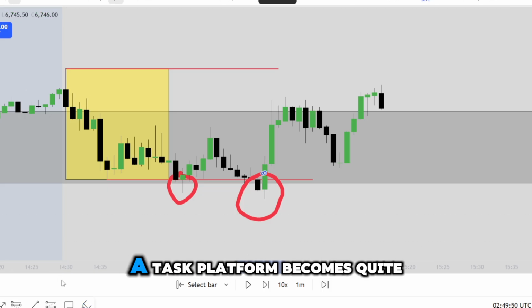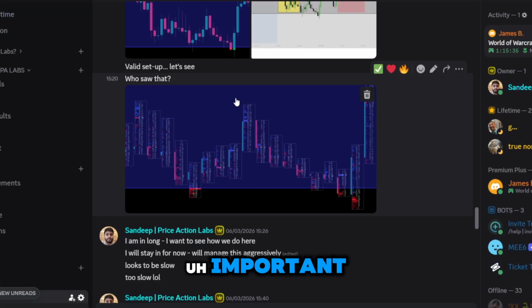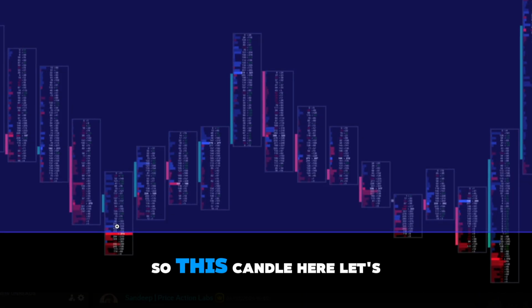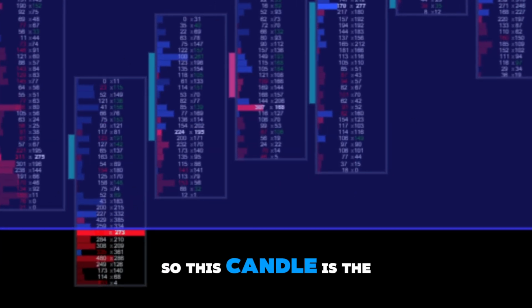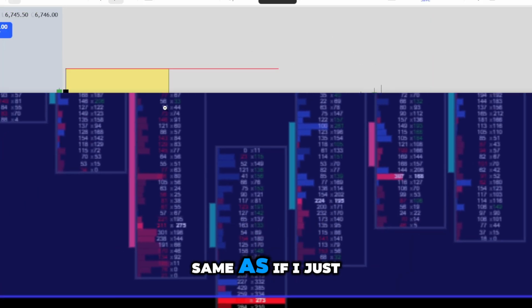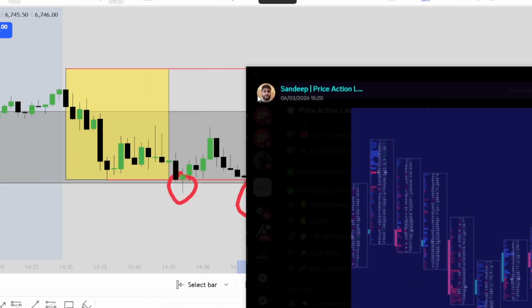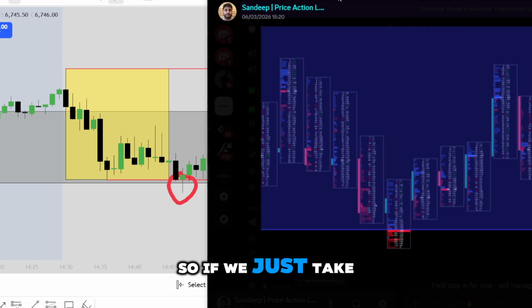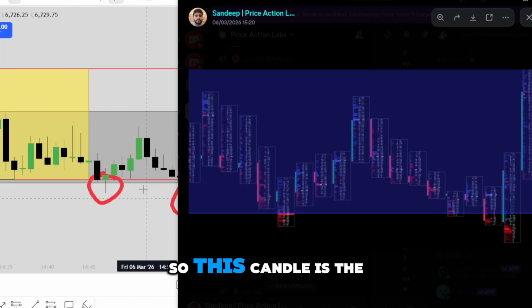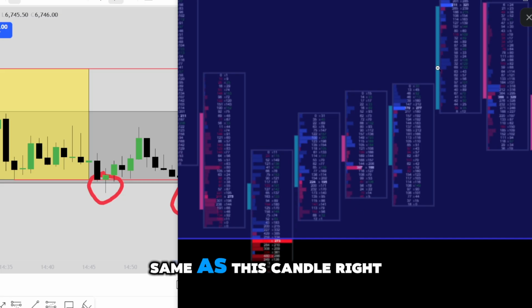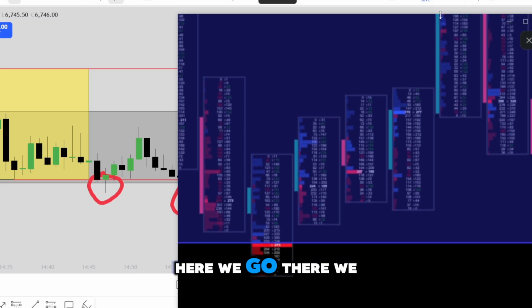So this is where the ATAS platform becomes quite important. Let's break this one down. This candle here, what does this candle represent? If I bring these next to each other, this candle is the same as this candle. There we go.